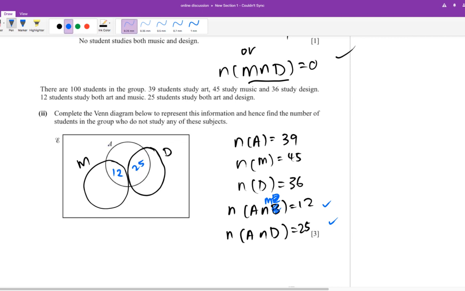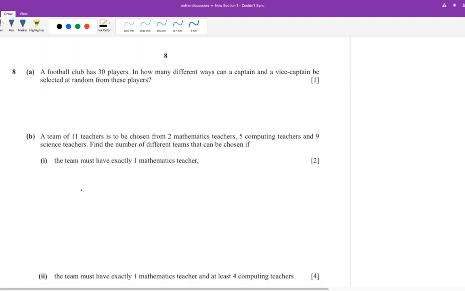Then you fill in the rest. Total for art is 39, and here you already have 37, so this is 2. Total for music is 45, so 45 minus 12, you have 33 here. For design you have 36, so you should have 11 here. Total is 100, so I use 100 minus all the numbers inside: 100 minus 33 minus 12 minus 25 minus 11 minus 2. So outside will be 17. Yeah, that's all for the 3 marks. It's not too hard.